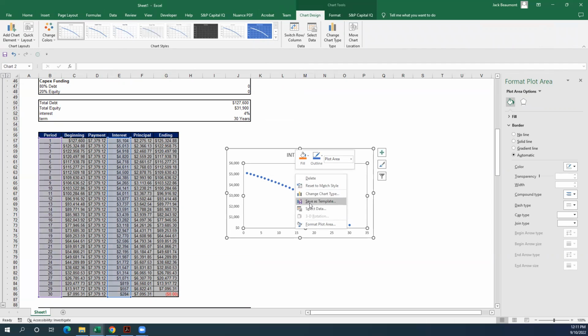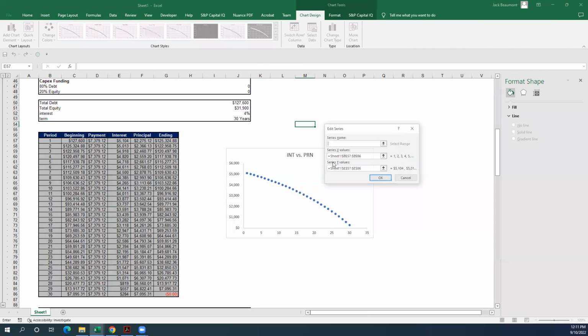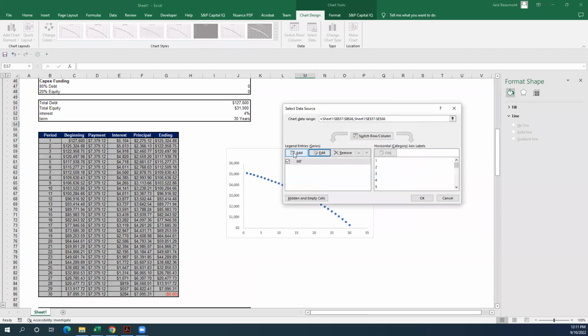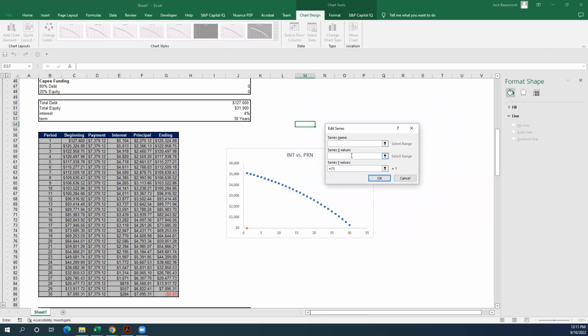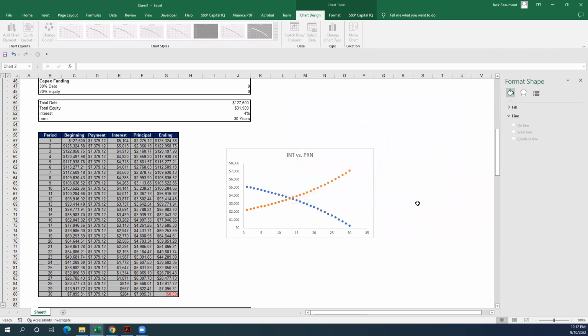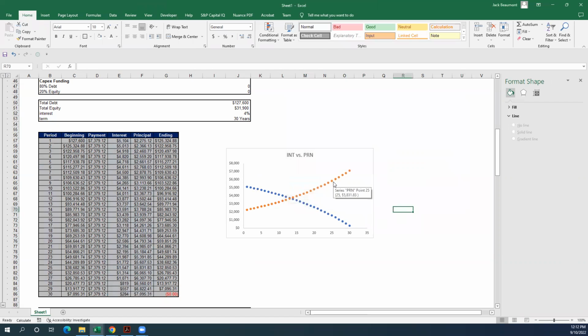And then I'm going to select data. Give this one a name. This was interest. Is it interest? Yes. Okay, and then I'm going to add principal. My X values again, the period. My Y value is going to equal my principal payments. Okay, okay, and okay. Now, you see the relationship we have here.